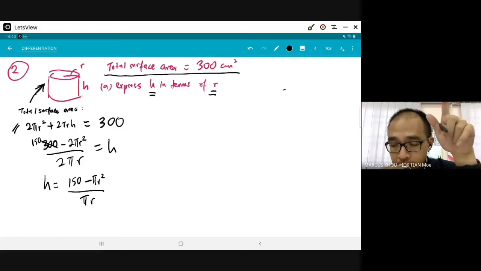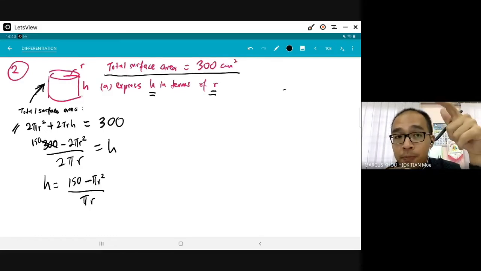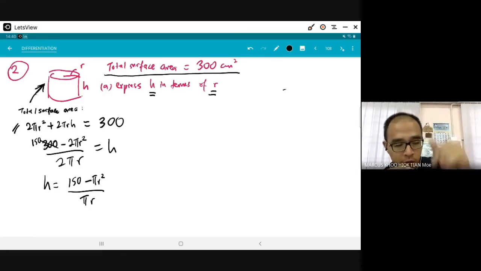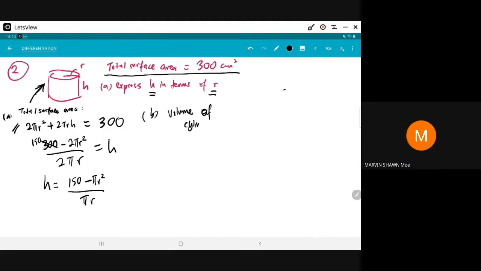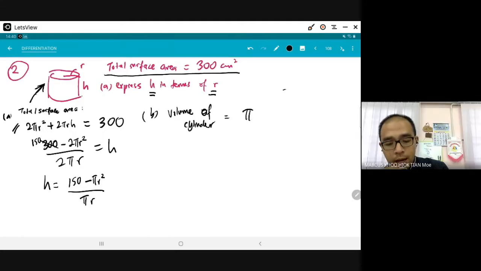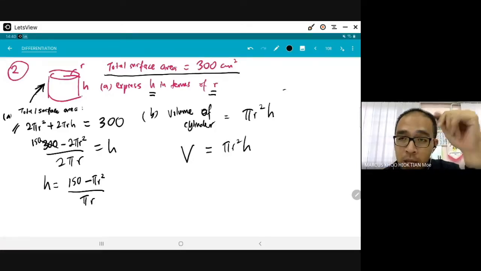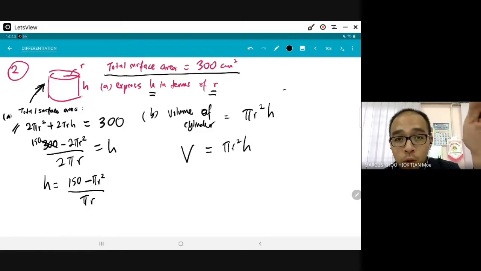Okay. Now, the question is, show that the volume of the cylinder V is given by blah, blah, blah, blah, blah. Okay. How do we count the volume of cylinder? Pi r squared h. Okay, pi r squared h. So I'm going to call the volume equals to pi r squared h. Tapi, cuba kamu tengok dalam soalan. Soalan dia minta semua dalam huruf R saja kan?